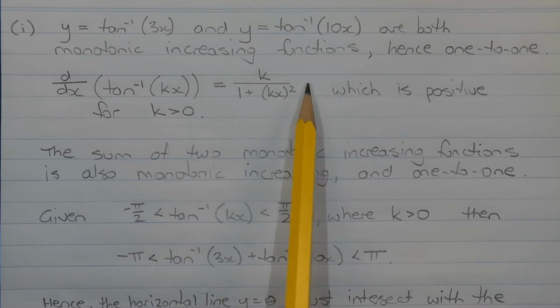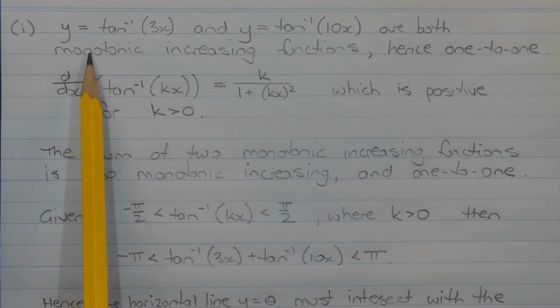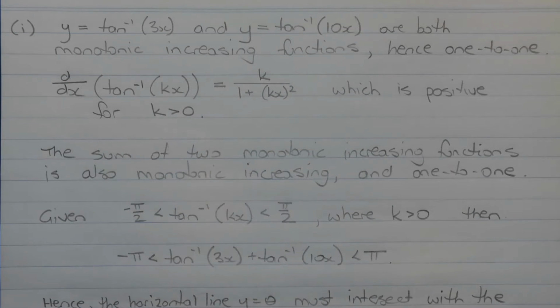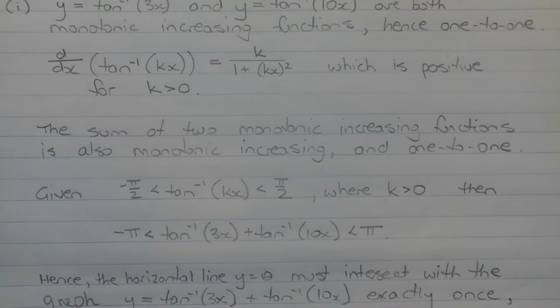Now the derivative is positive for all real values of x. And that explains why inverse tan of 3x and inverse tan of 10x are monotonic increasing. Now the sum of two monotonic increasing functions is also monotonic increasing and one-to-one.